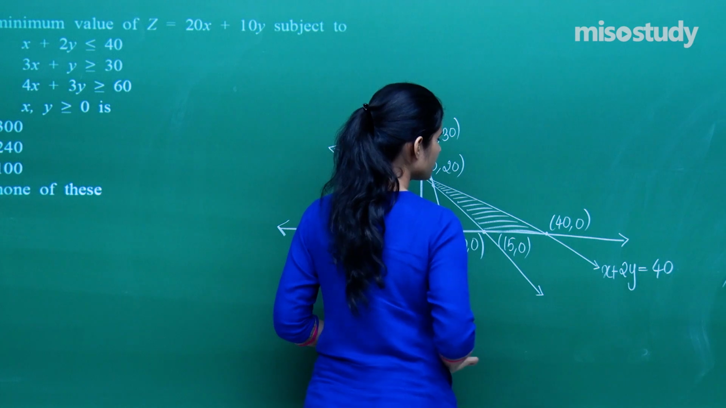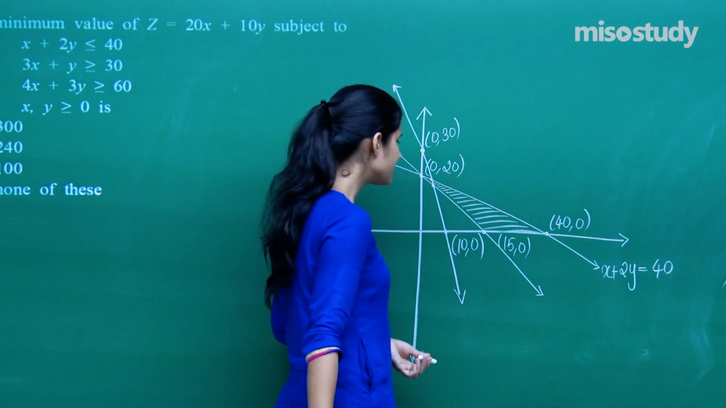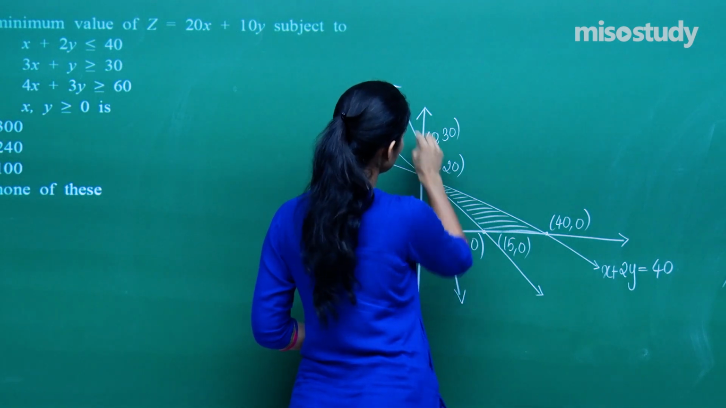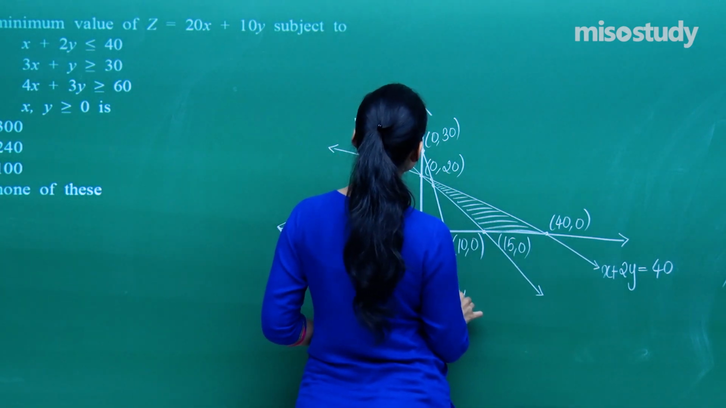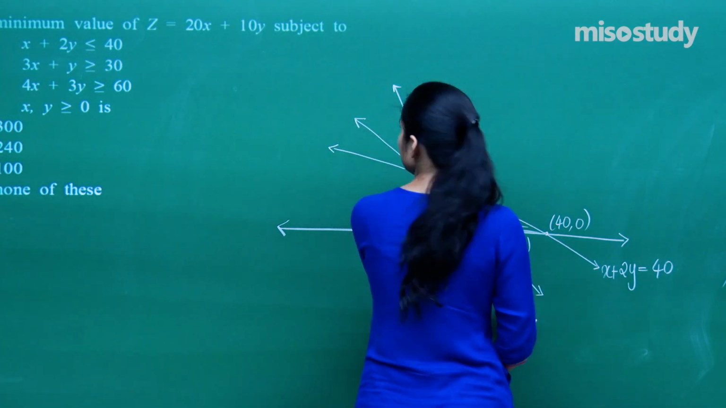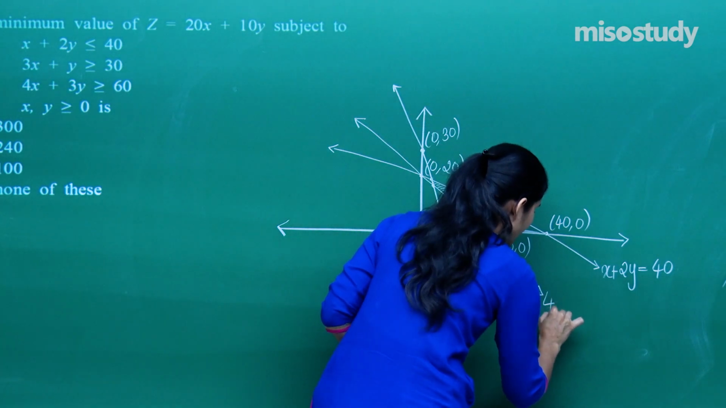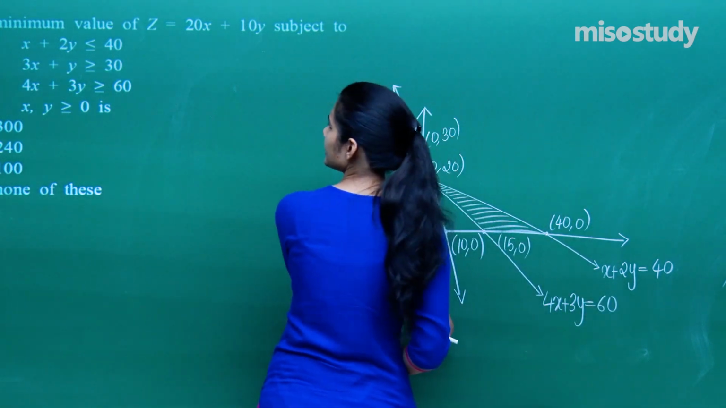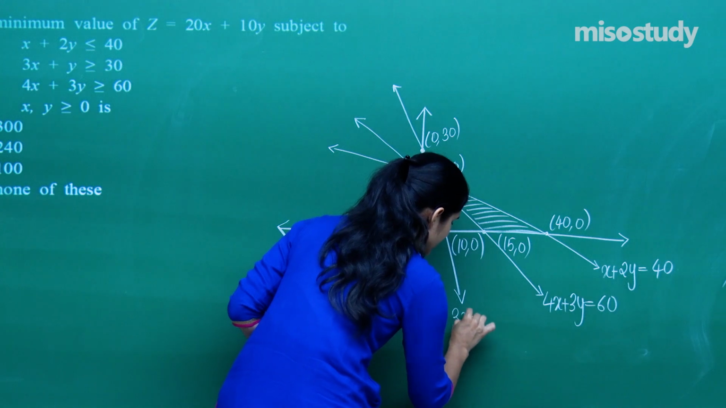This you already know, this is 15 comma 0, this is 40 comma 0. What is this and what is this? This is nothing but the intersection point of this and this. That is, what is this line? This line was x plus 2y equals 40. This line is 4x plus 3y equals 60. And this line is 3x plus y equals 30.